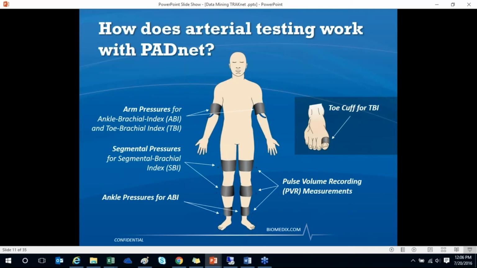A typical PADnet study takes about 20 minutes to complete, and it enables earlier disease detection by performing pulse volume recordings and segmental blood pressures that are used to calculate the ankle brachial index, or ABI, toe brachial index, TBI, and segmental brachial index, or SBI.